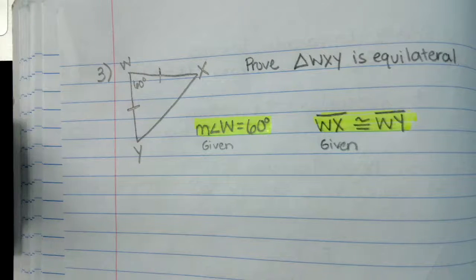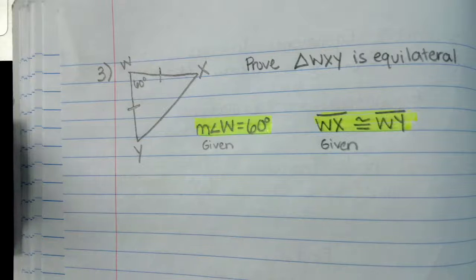All right, so if we know that two sides are congruent, what else do we know?